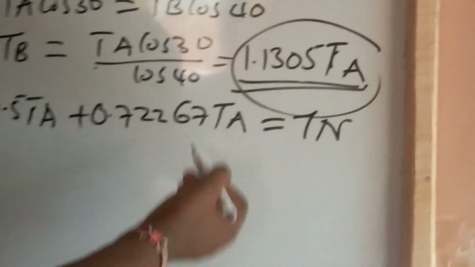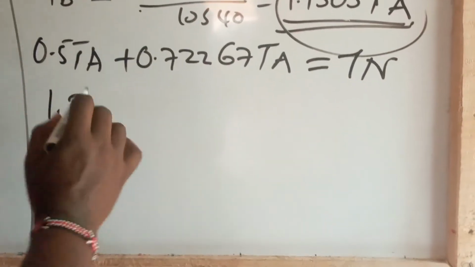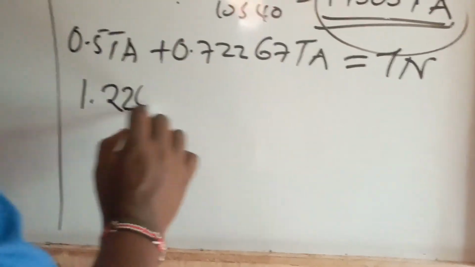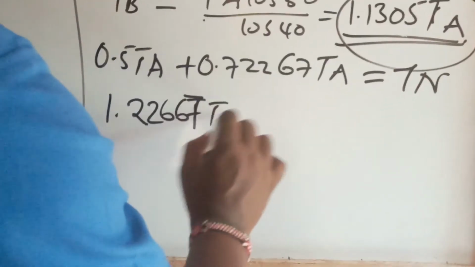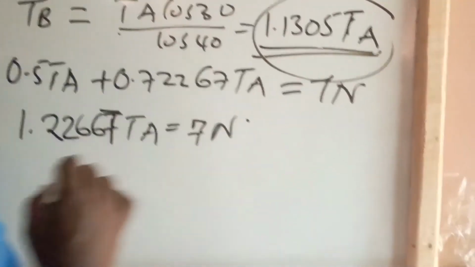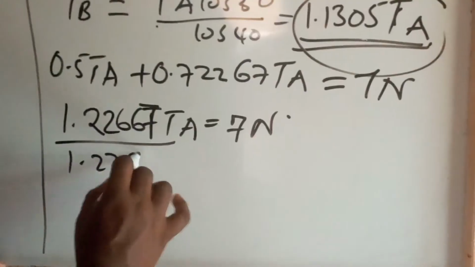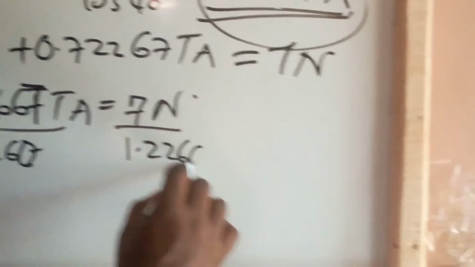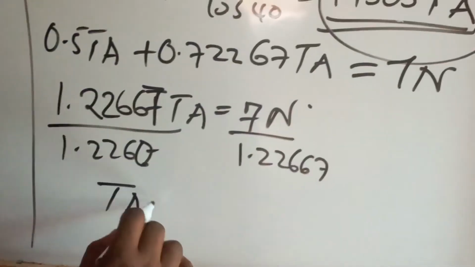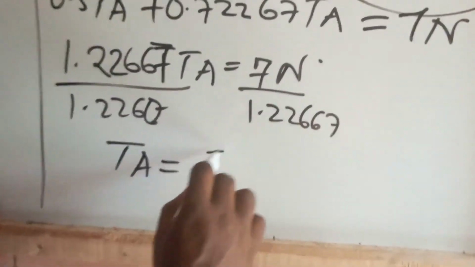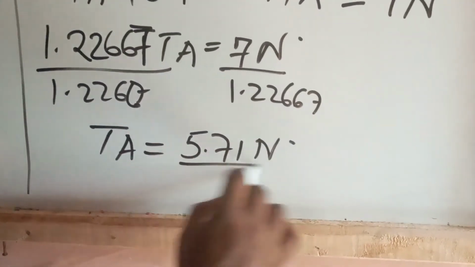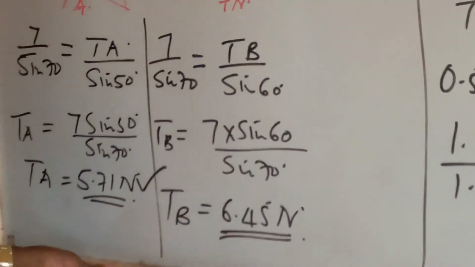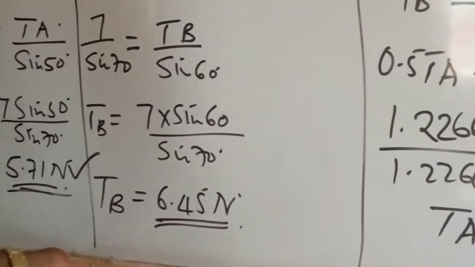Of course, when you combine this in terms of TA, you're going to have 1.22667 TA is equal to 7 newtons. If you divide both sides by 1.22667, then you'll realize TA is going to be around 5.71 newtons. If you compare this with what we got in the first method, then you'll realize that they are both equal.